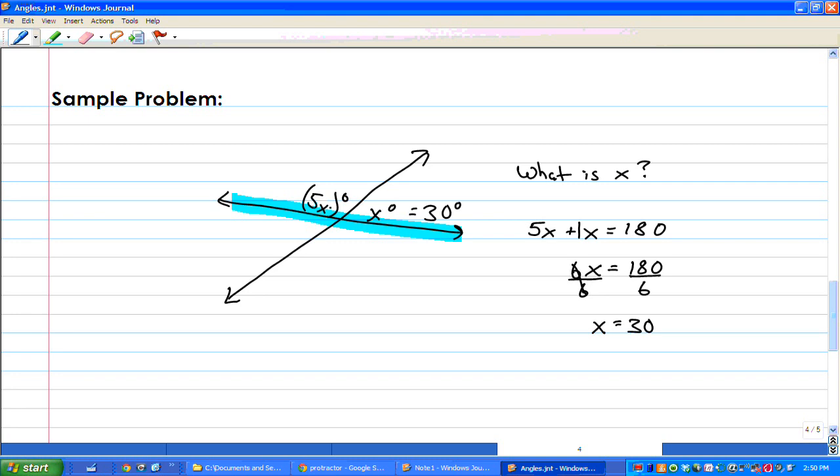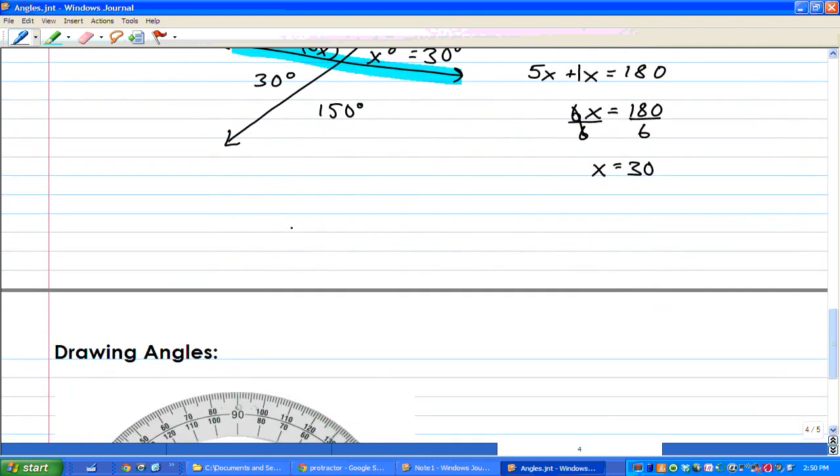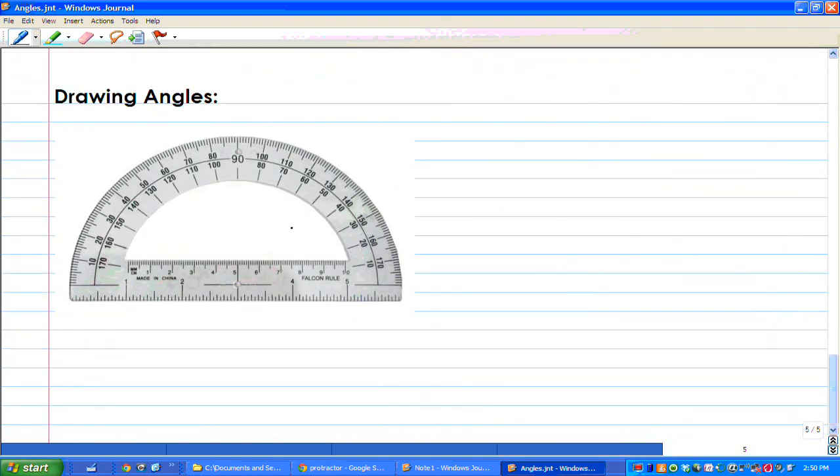This one is 5 times 30, or a 150-degree angle. Then the angle on top is vertical with the angle on the bottom, so this is 150 degrees. The angle on the left and the angle on the right are vertical, so this is 30 degrees. Pretty cool, huh? The last thing I want to show you guys is how to draw and measure angles.